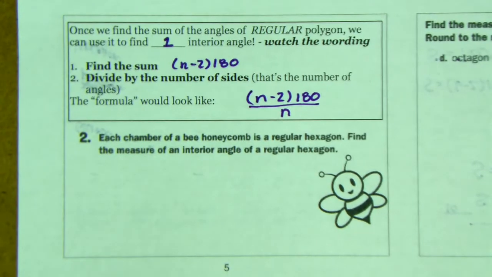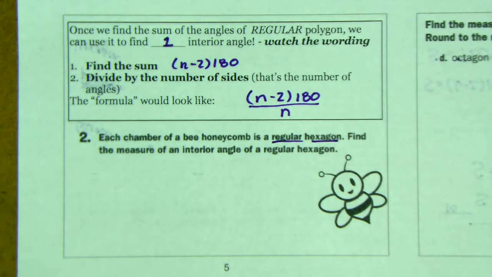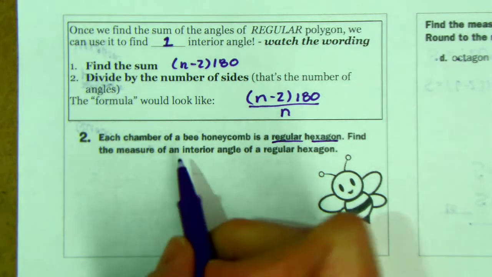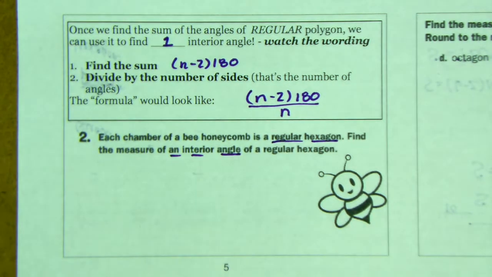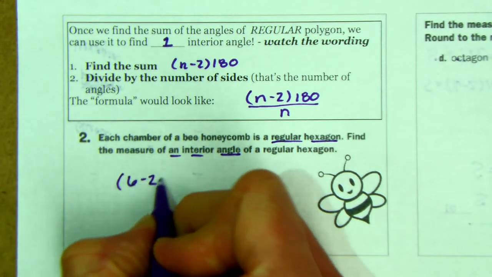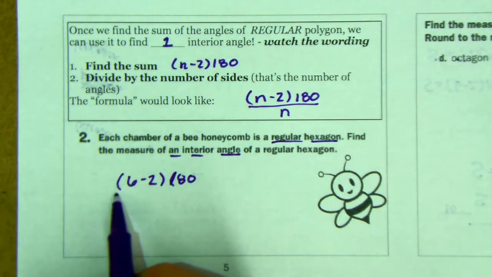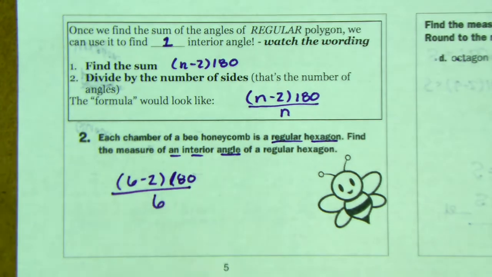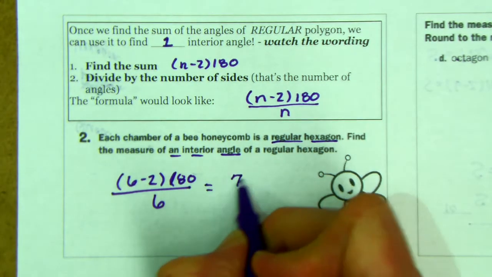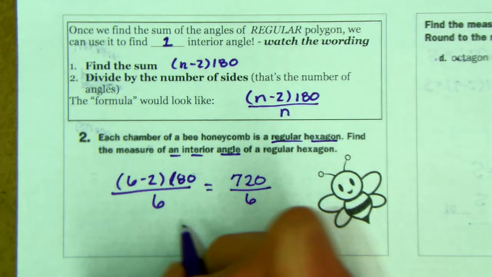We've got a honeybee comb, and a bee honeycomb is a regular hexagon. Notice the word regular hexagon. That means all sides are equal, all angles are equal. Find the measure of an interior angle, one angle of a regular hexagon. So first we start with 6 minus 2 times 180 degrees, and we take that sum and divide it by 6. So we get 720, and when we divide that by 6, we get 120 degrees.